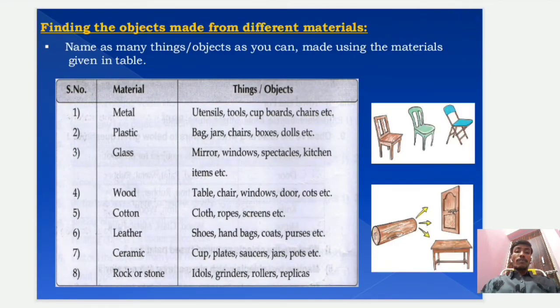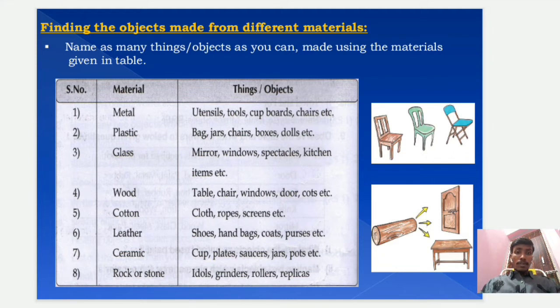The next one, finding the objects made from different materials. So students, here observe the pictures. In the first picture, there are 3 chairs. One is a wooden chair, another is a plastic chair, another is an iron chair. Here, which material is used to make different objects or things.